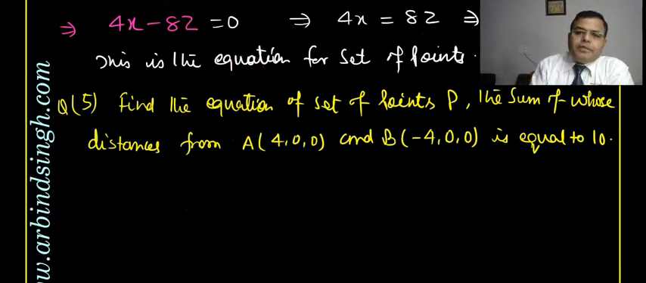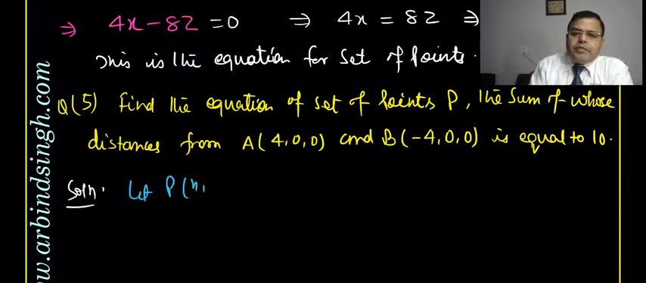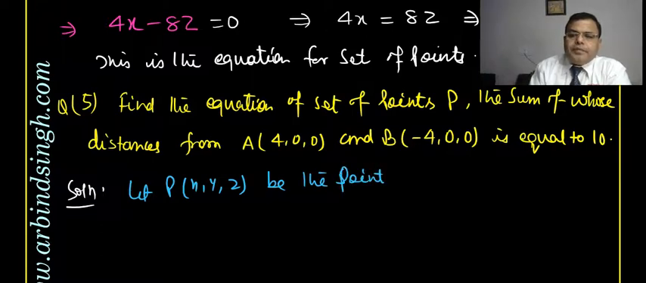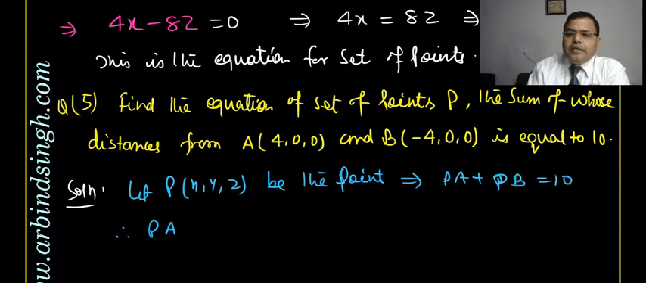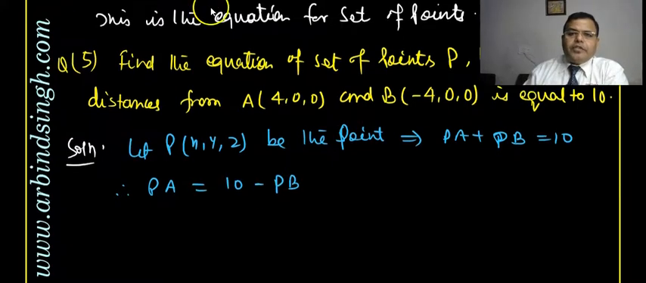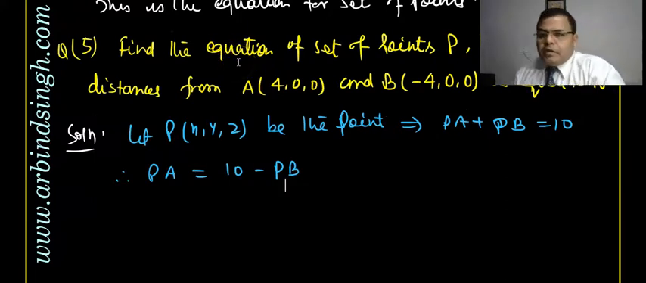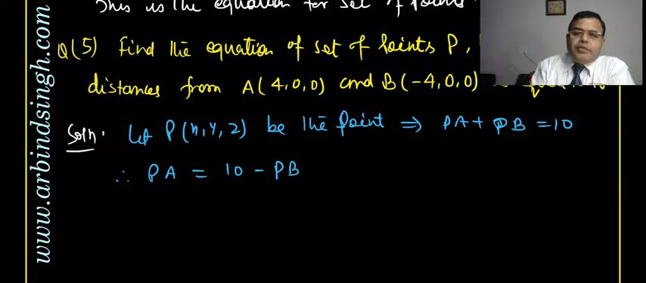Solution. Let P be a point (x, y, z) of the set of points. Therefore, PA plus PB is equal to 10, the sum of distances. Or PA is equal to 10 minus PB. Isn't it? Now, using the distance formula, we can write it.